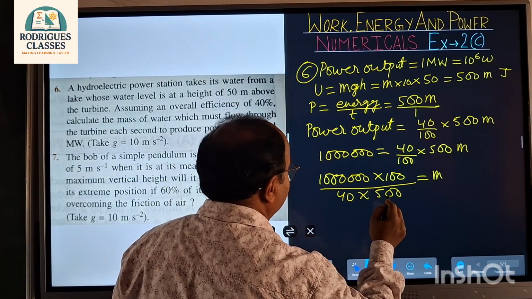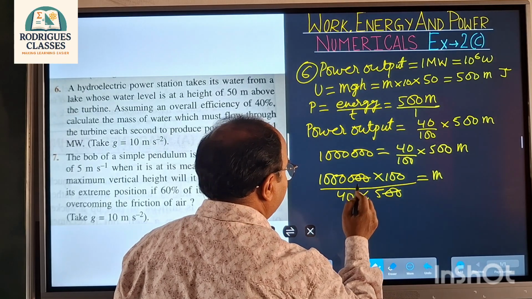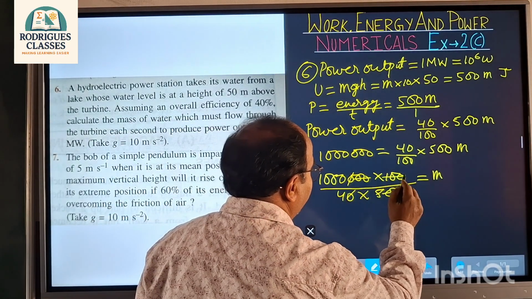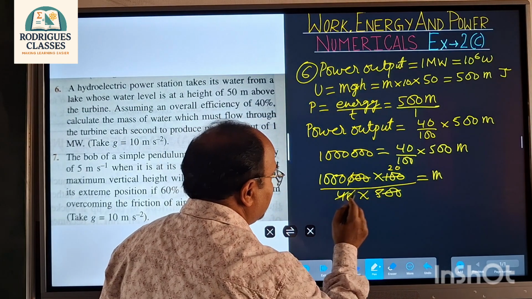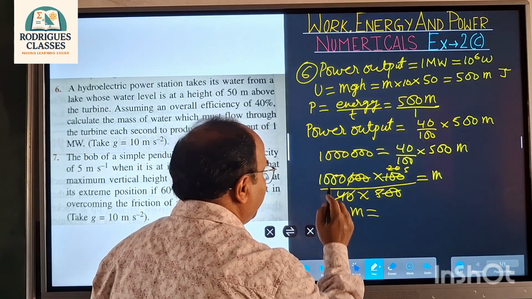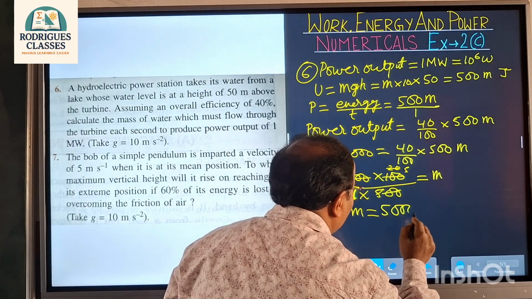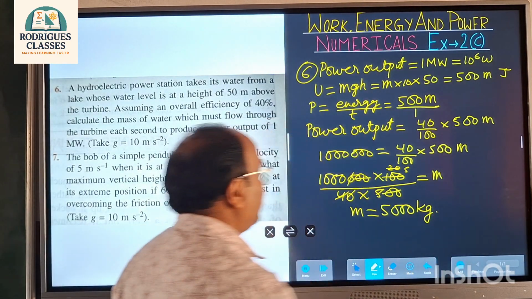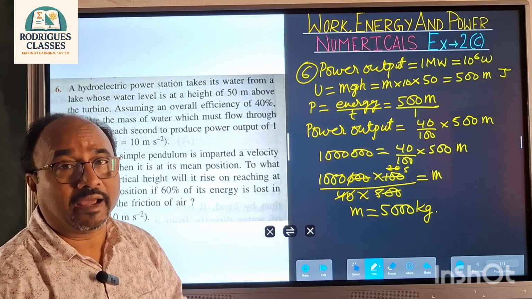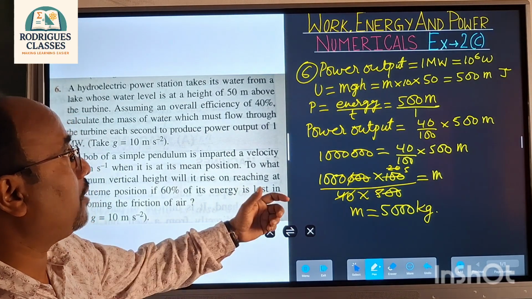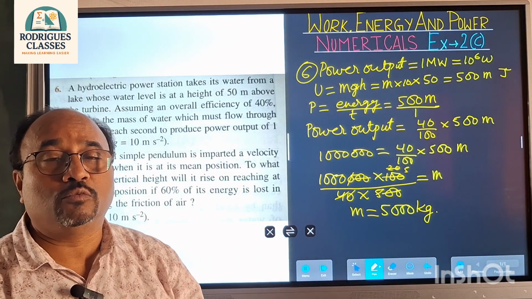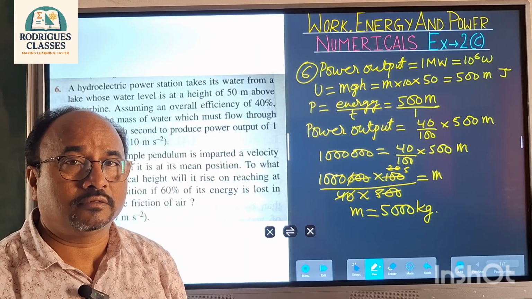So let me cancel these zeros here. So these three zeros are cancelled. If I take here 5 times 20 is 100, 4 5s, so I am getting m is equal to 5 here and 1000 here. So we get here 5000 kg, that is this much mass of water should flow through the turbine to get a power output of 1 megawatt. I hope you have understood how to work out numericals like this.